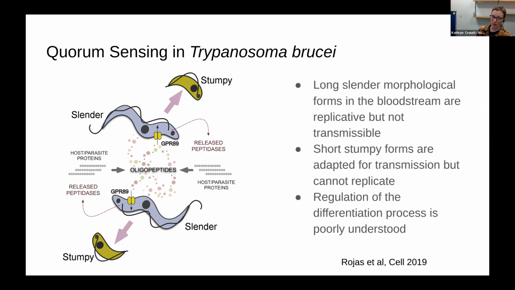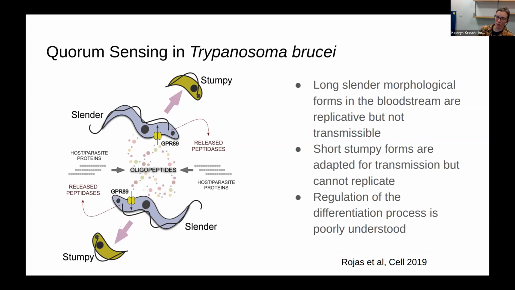In the mammalian host, Trypanosoma brucei has two main forms. It has this form that's called the slender form because it's long and thin. When you're infected with Trypanosoma brucei, it very quickly differentiates to this form, and then this form replicates. So this is the form that is in your blood and replicating like crazy and making you sick.